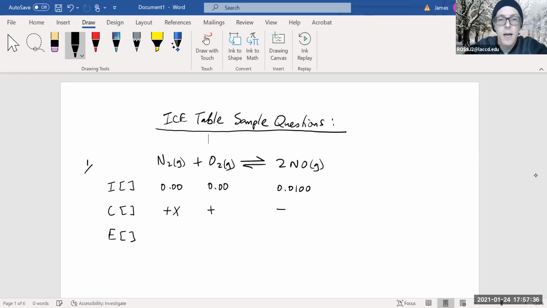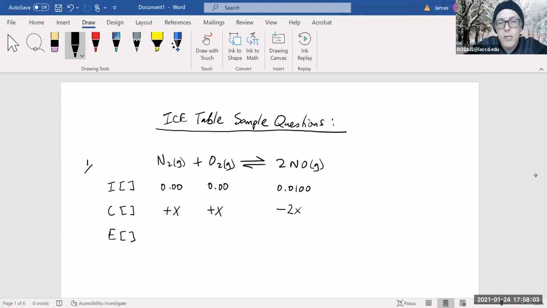For nitrogen, I increase by an unknown amount x, and for oxygen as well. Now it's a 1-to-1 ratio because they're a 1-to-1 ratio in the balanced equation. I decrease by twice as much because there's a 1-to-2 ratio between reactants and products. So I decrease by 2x, where again, this 2 is because of that coefficient 2.